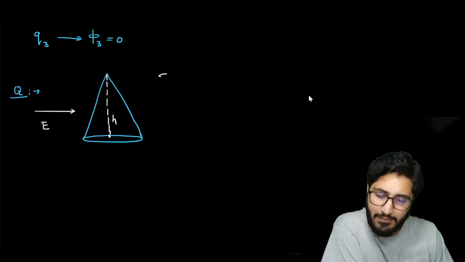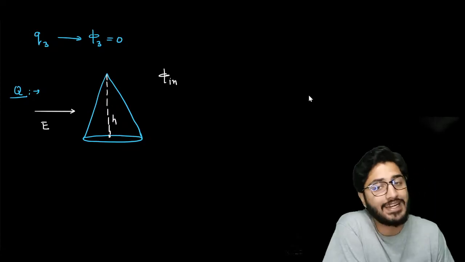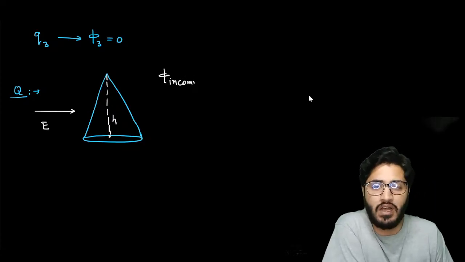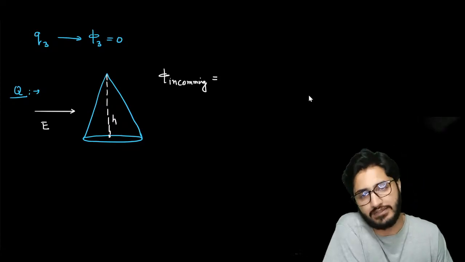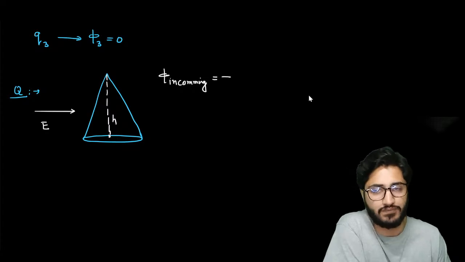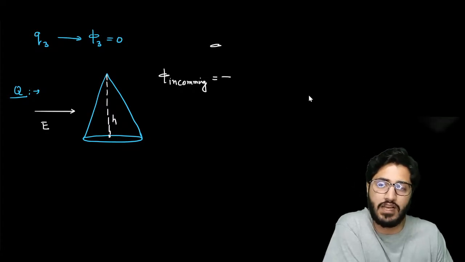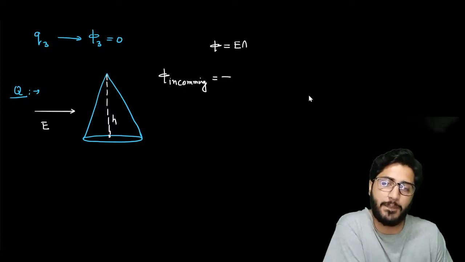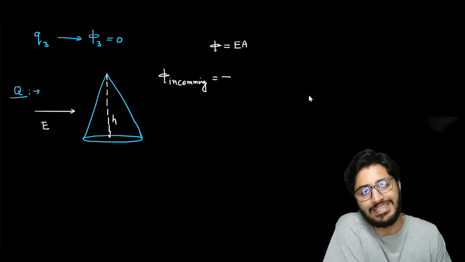What is my incoming flux? I know that net flux is 0, but I only need to find the incoming flux. We know that incoming flux will be negative. Now, how to write flux? It is E dot A. So what is E? E is given to be E.